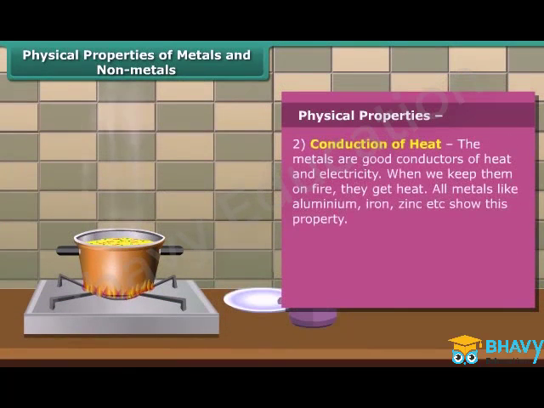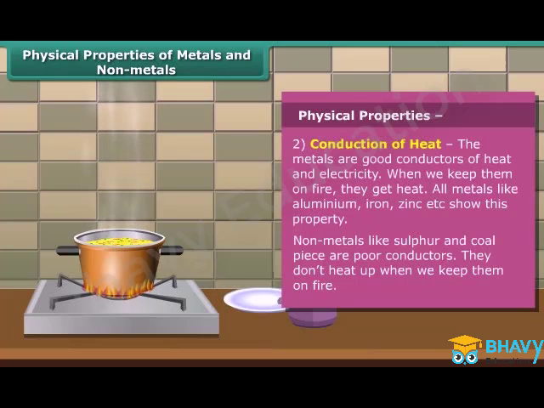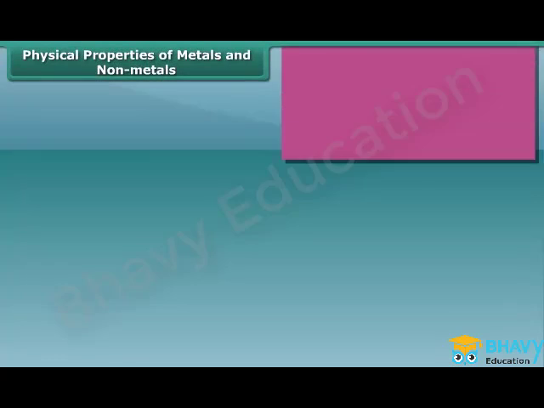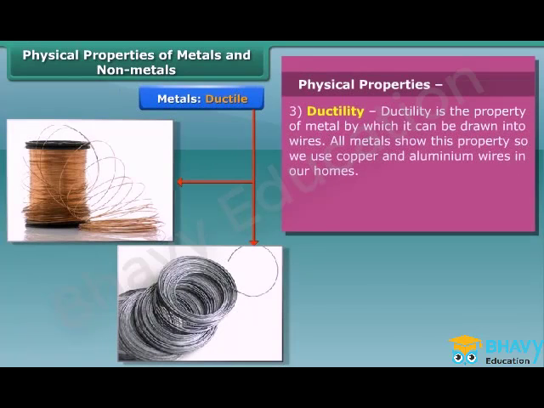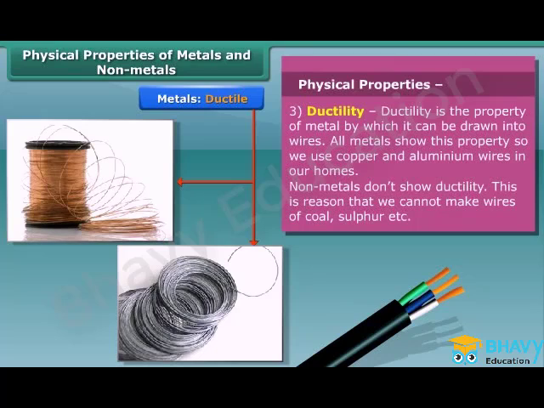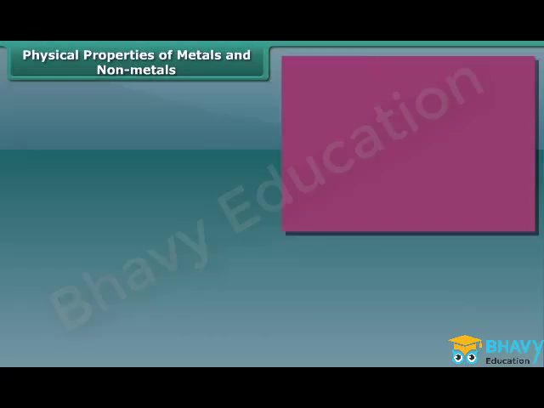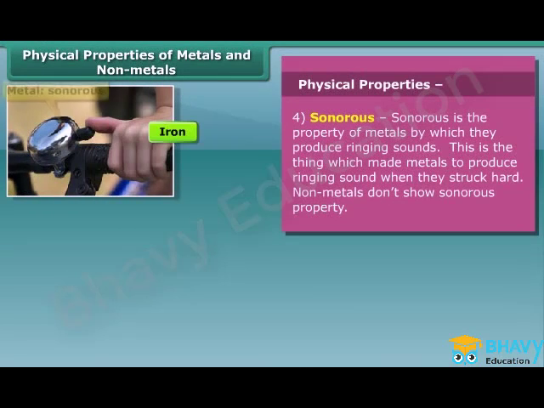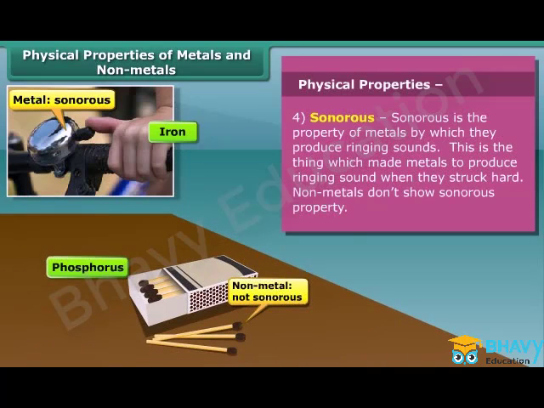Next property is conduction of heat. Metals are good conductors of heat and electricity, while non-metals are poor conductors. The property of metal by which it can be drawn into wires is called ductility. It is the third property of metals. Non-metals don't show ductility. Now let's talk about another property of metals. That is sonorous. Metals produce ringing sounds when they are struck, so are said to be sonorous. The materials other than metals are not sonorous.